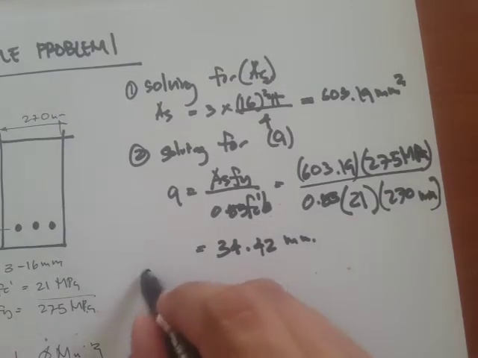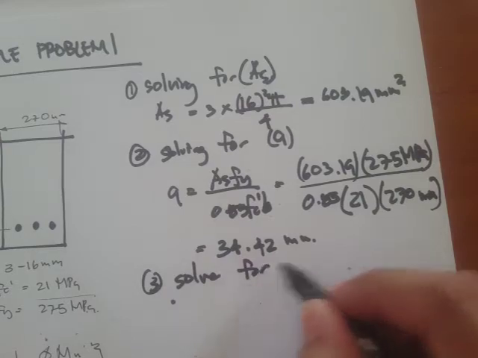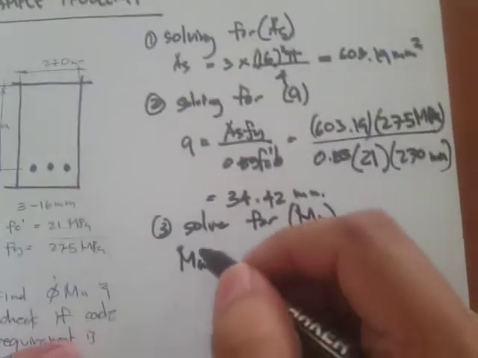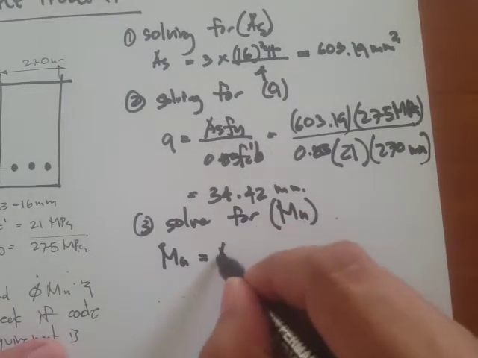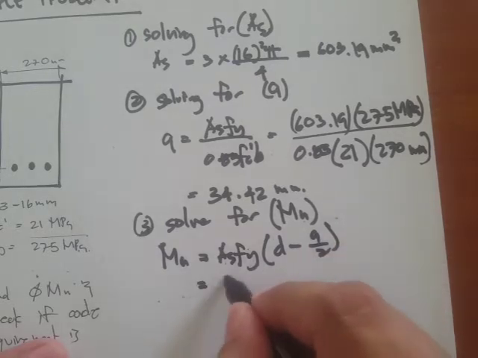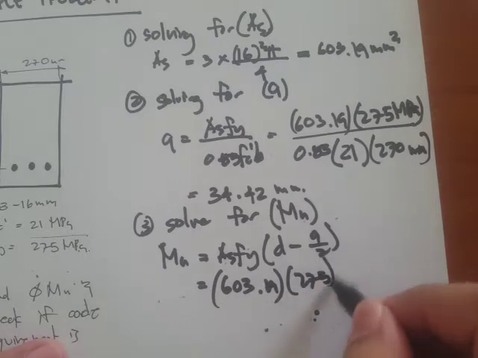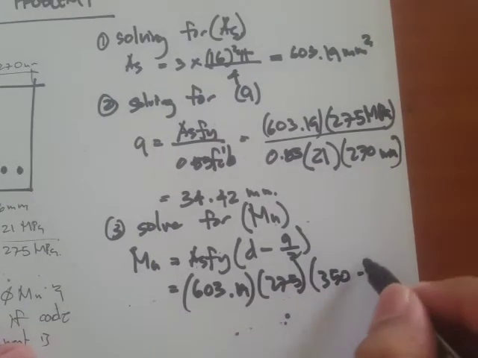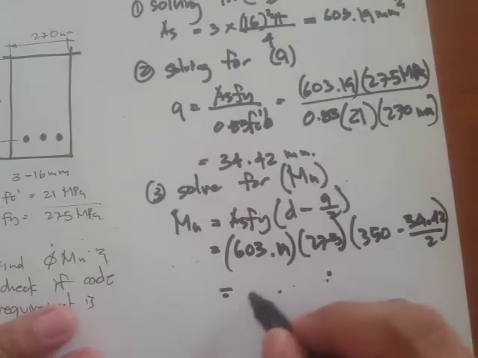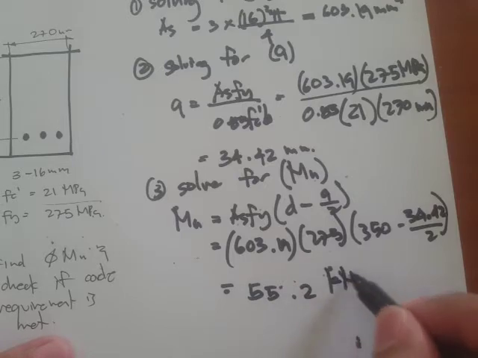Okay, so now we can solve for the nominal moment capacity, Mn. Just apply the equation. It's just As fy times d minus a all over 2. So this is 603.19 times 275 times 350 minus 34.42 all over 2. If you solve that, you get an answer of 55.2 kilonewton meter.